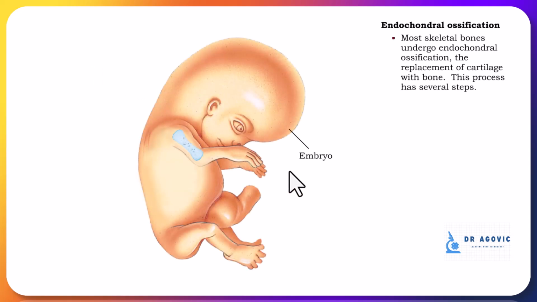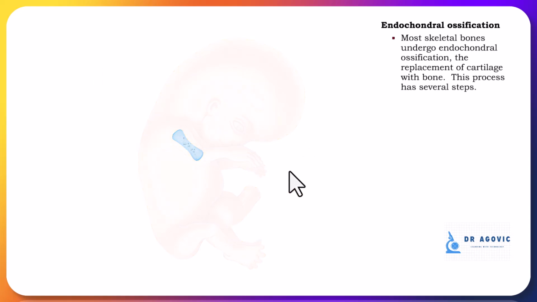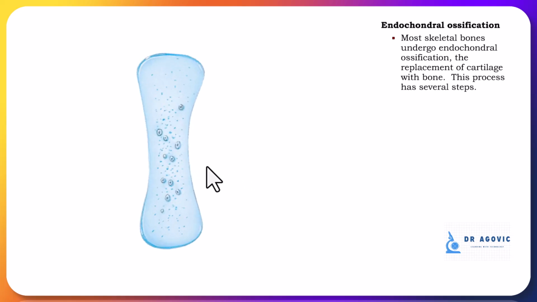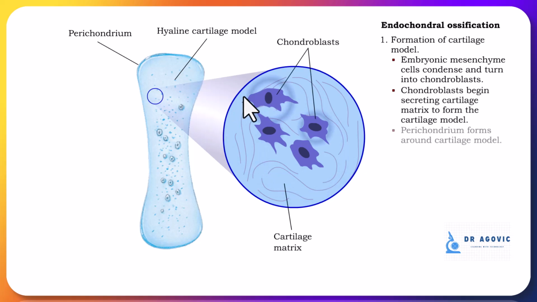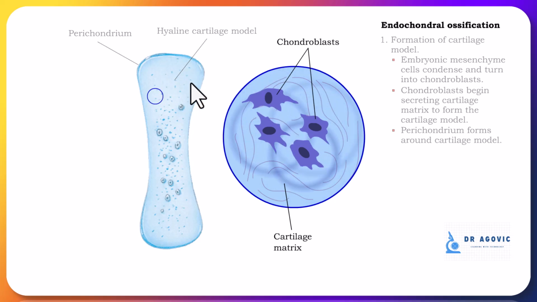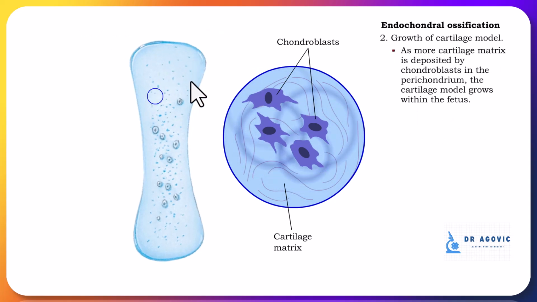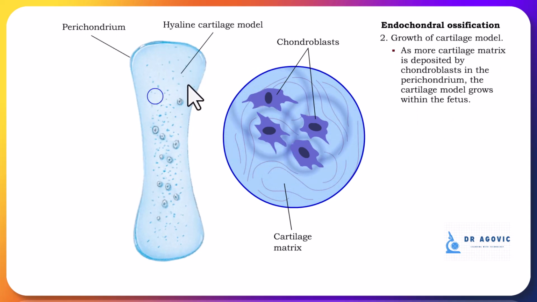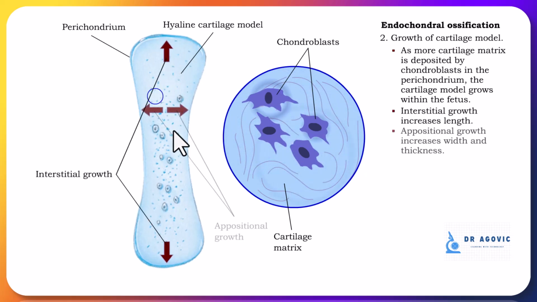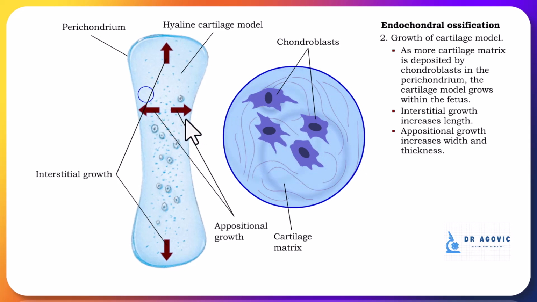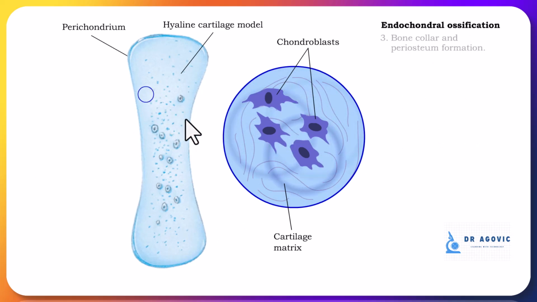Now let's take a look at endochondral ossification. Endochondral ossification, or the replacement of cartilage by bone, occurs in most bones of the skeleton. The process begins with embryonic mesenchyme condensing, forming a cartilage model, which is the shape of future bone. The model grows within the fetus, lengthwise, known as interstitial growth, or in width, known as appositional growth.